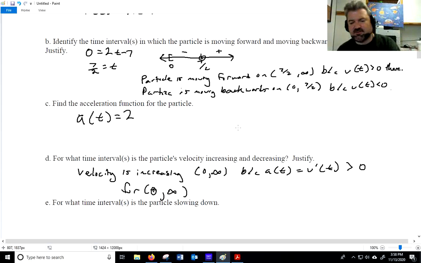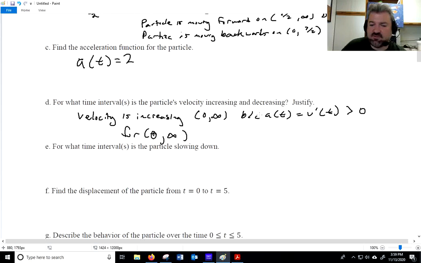For what time intervals is the particle slowing down? Well, slowing down and speeding up do not take into account direction, okay? Velocity is always increasing, but that doesn't always mean we're speeding up, because we would say our velocity is increasing if we're moving backwards at a slower and slower rate. Say I was moving backwards at 100 meters per second, and then 99 meters per second, and then 50 meters per second. My velocity is increasing because I'm going negative a lesser amount. But my speed is slowing down.